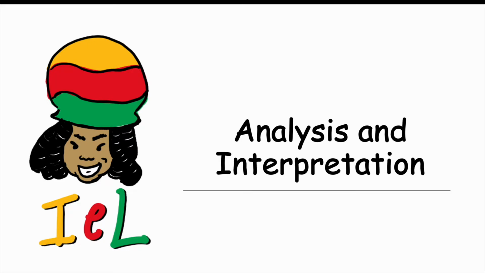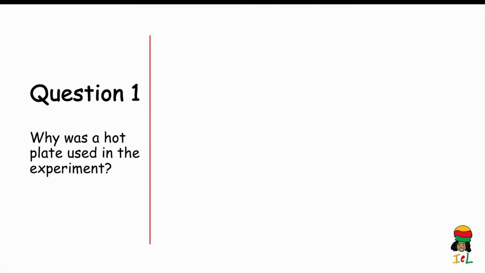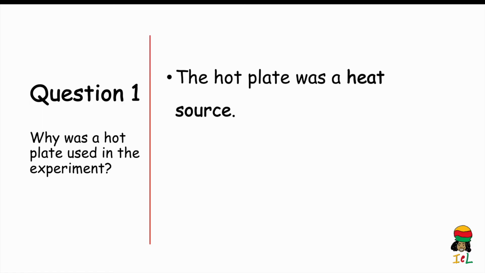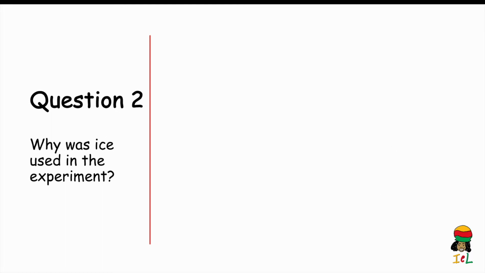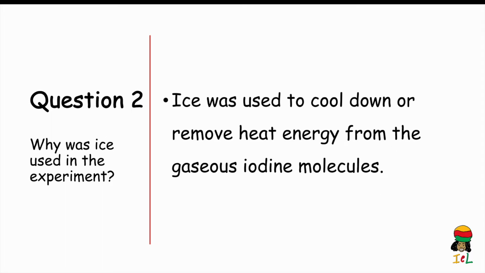Next is the analysis and interpretation. Let us review a few discussion questions to guide us in this activity. Question 1. Why was the hot plate used in the experiment? The hot plate was a heat source, and the heat energy supplied by the hot plate increases the energy of the iodine molecules. Question 2. Why was ice used in the experiment? Ice was used to cool down or remove heat energy from the gaseous iodine molecules.